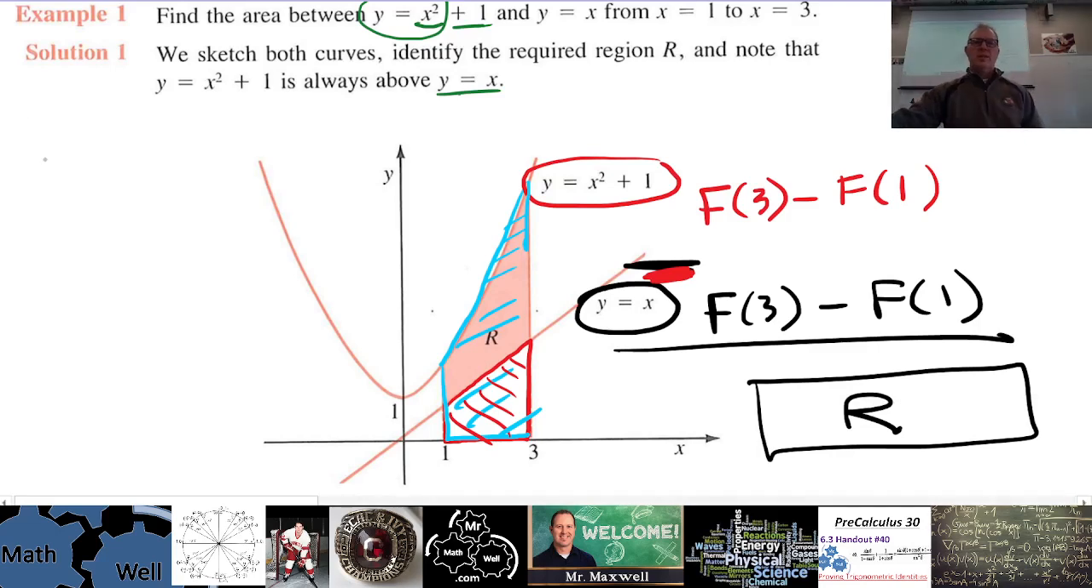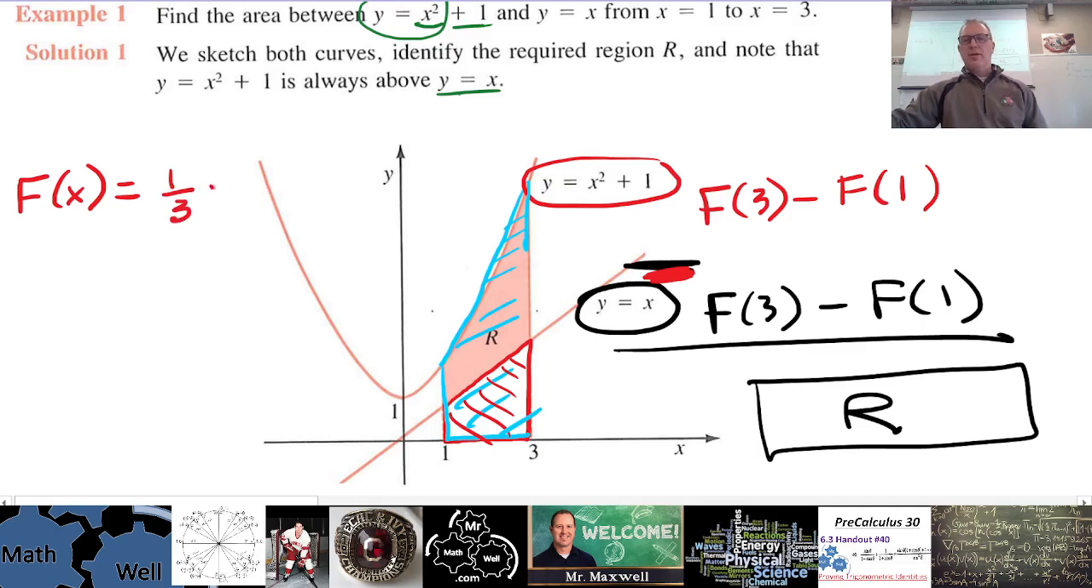All right, so it's going to be a pretty good idea for me to find the antiderivative, the integral function, of this red one, of this x squared plus 1, right? So capital F of x for the red parabola function is what? What does that look like?